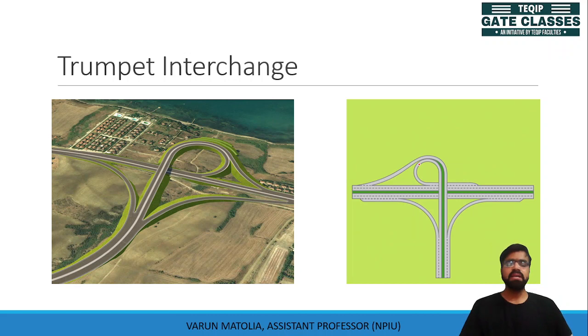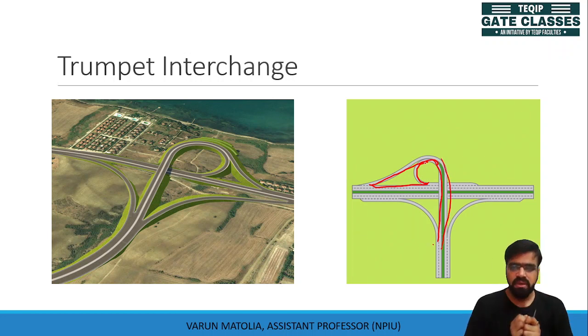Then we have a trumpet intersection. The arrangement is given for a T point or Y point intersection, where one road is going straight and the other road is meeting it perpendicularly or at some angle. So this kind of intersection is provided. This looks like a trumpet. That's why this is known as a trumpet intersection. Trumpet, you must have seen the musical instrument.